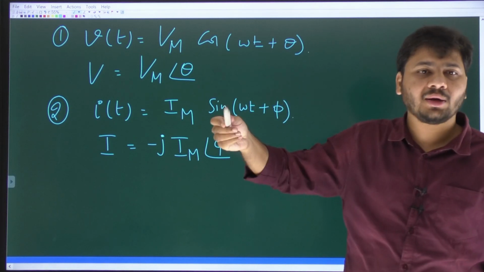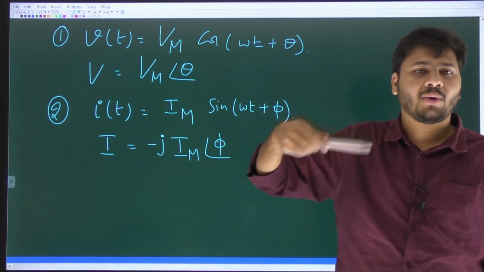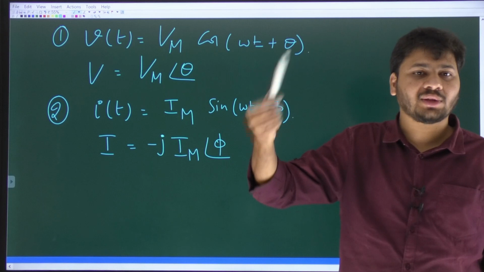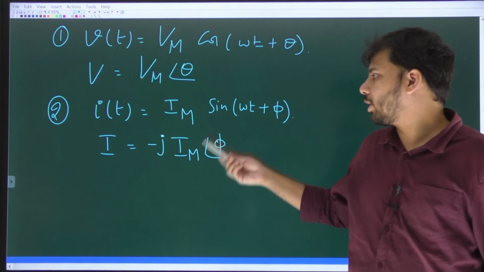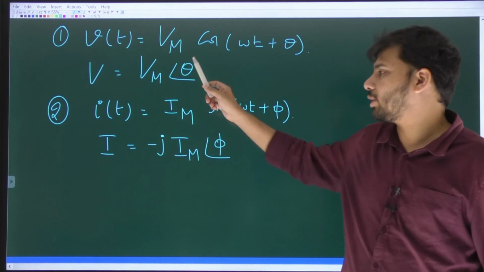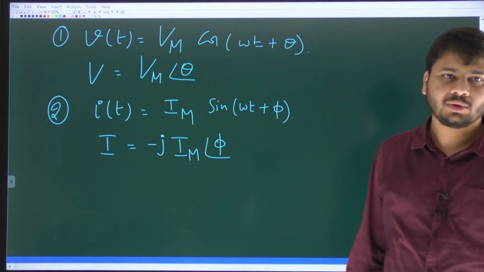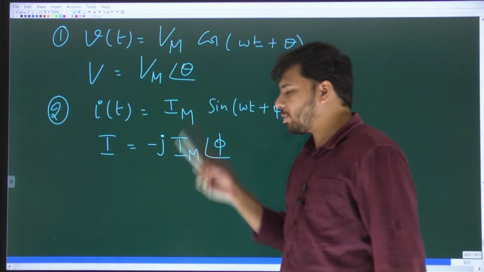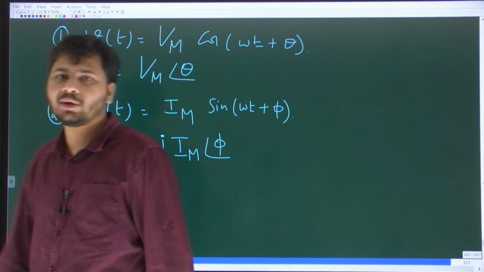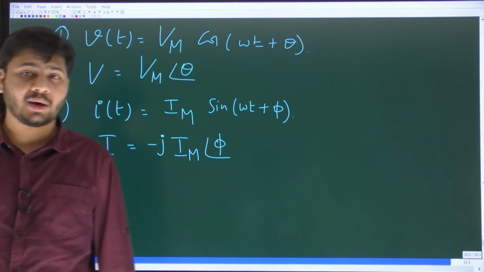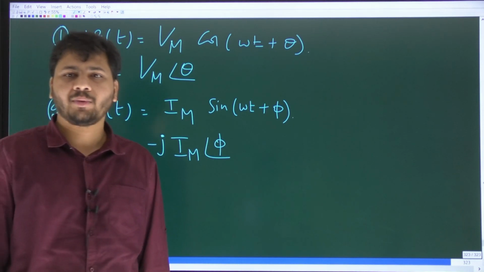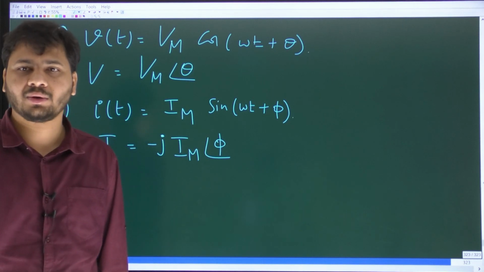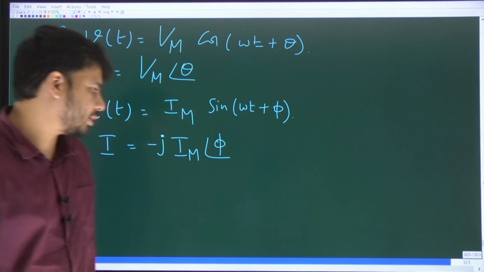Now depending on whether the quantity is expressed in terms of sine function or cosine function: if it is sine, you add this minus j; if it is cosine, you just leave it like that. You understood? Yes. So just by keeping these two results in mind, you can convert any current or any voltage from time domain into the phasor domain. You understood? Yes.